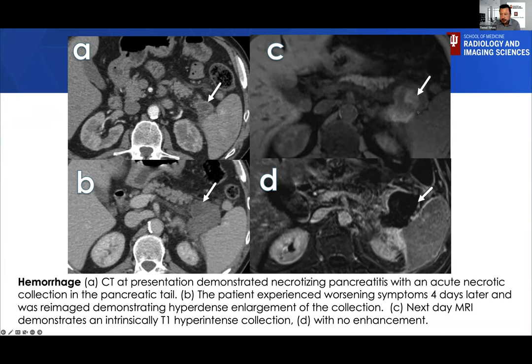But when you do an MRI, this is a T1-weighted image. The MRI shows that there is increased T1 signal, which is a feature of acute hemorrhage. And after giving contrast, we do not see any enhancement within this tissue. Classic hemorrhagic collection can be diagnosed with much more certainty.